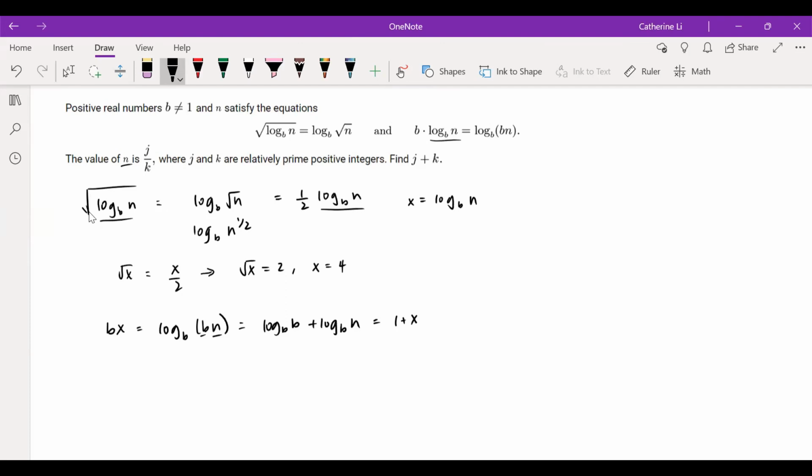So yeah, we already know that x is equal to 4, which means that we can find b from bx equals 1 plus x. So b equals 5 over 4. And finally, we're asked to find n. So this equation gives us n equals b to the x, which is 5 over 4 to the 4. So 625 over 256. And then adding the numerator and denominator just gives 881.